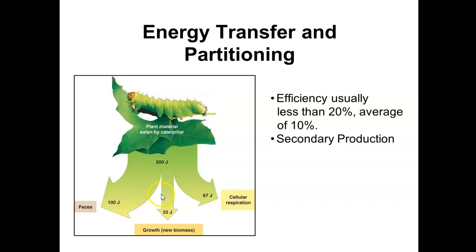And that is a very interesting thing. So efficiency, how much energy is transferred from one trophic level to the next? On average, let's just say about 10%. Some things do a little bit better, some things do worse. A good rule of thumb is 10%, and that's the one I want you to memorize. 10% of energy making it from one trophic level to the next.